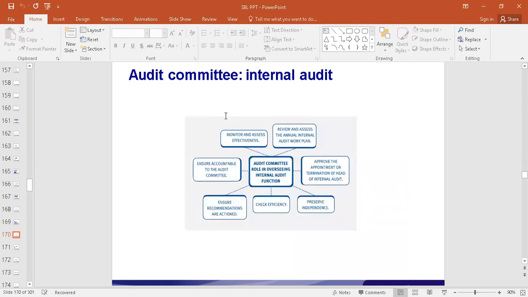How do they review the internal audit? The audit committee's role is overseeing the internal audit function: ensure it is accountable to the audit committee, monitor and assess effectiveness, review and assess the annual internal audit work plan, approve the appointment or termination of the head of internal audit, preserve independence, check efficiency, and ensure recommendations are actioned.